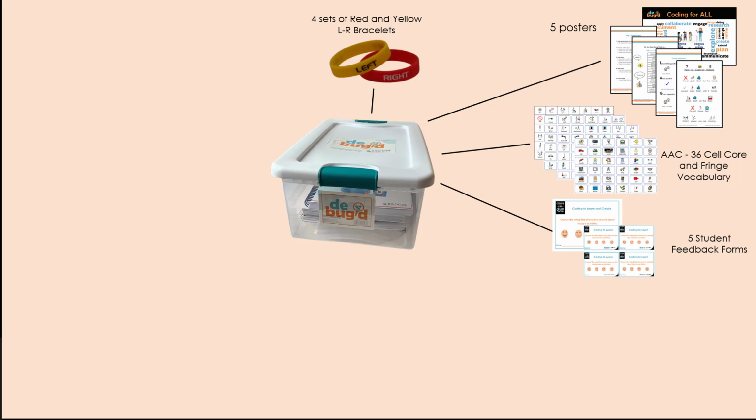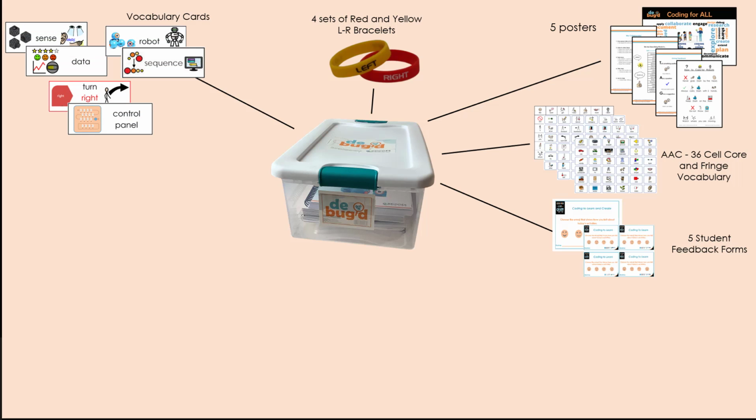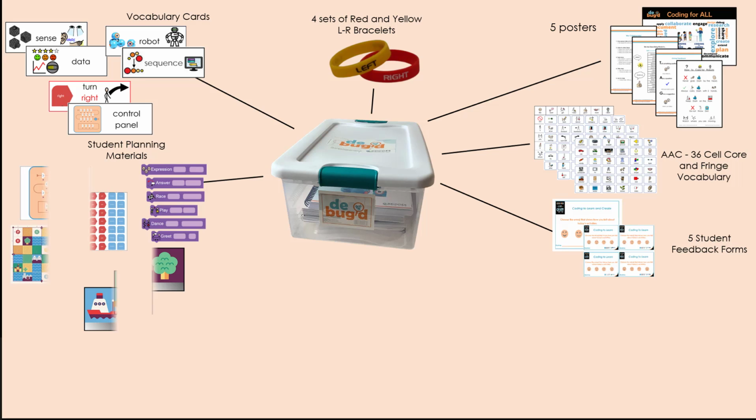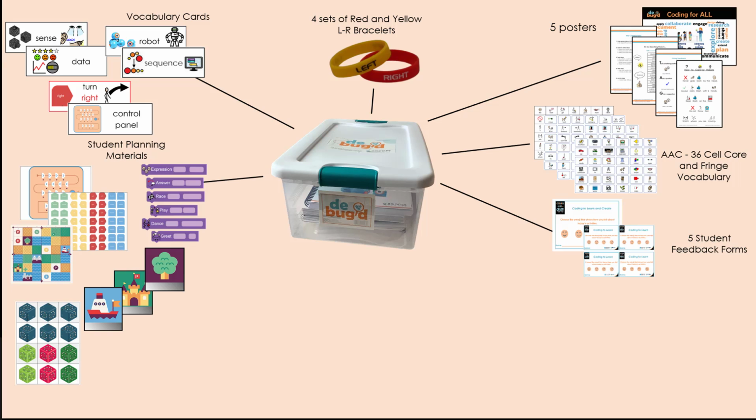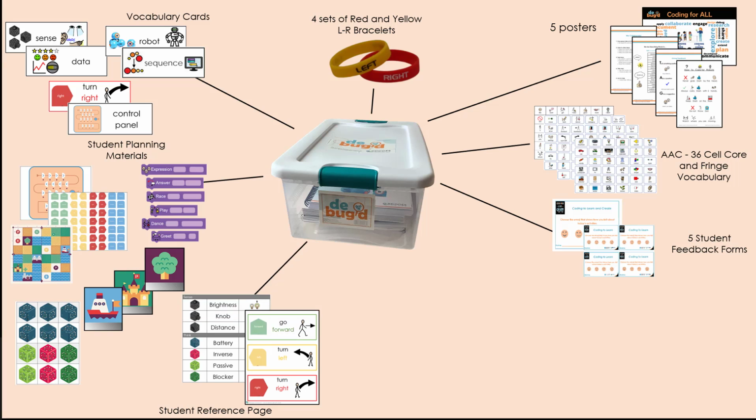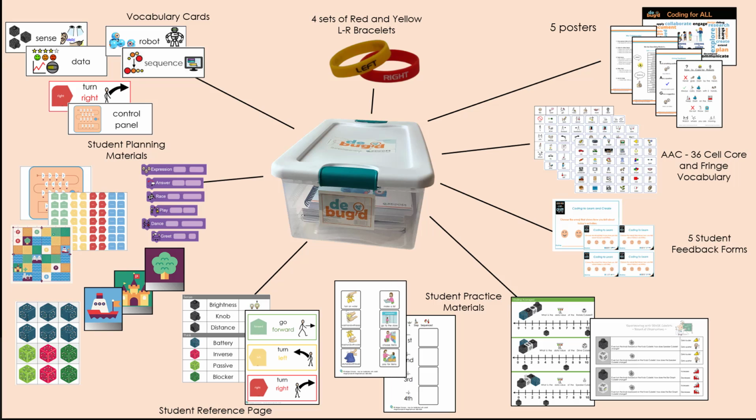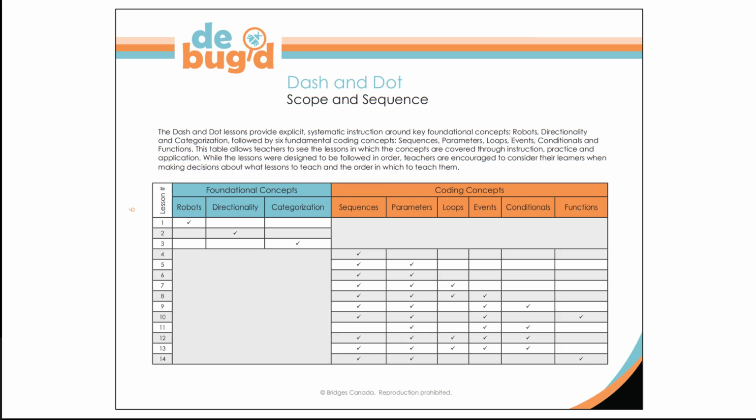Here are some more examples from the different coding kits. Vocabulary cards. Printed Blockly blocks are used during planning for Debugged for Dash and Dot, while in Cubetto, planning materials include the control panel, the map, command blocks, and target cards. In Qublets planning cards are provided to students. Student reference pages support different aspects of each application, and materials are provided with different levels of scaffolding to ensure that teachers can meet the needs of a range of students.